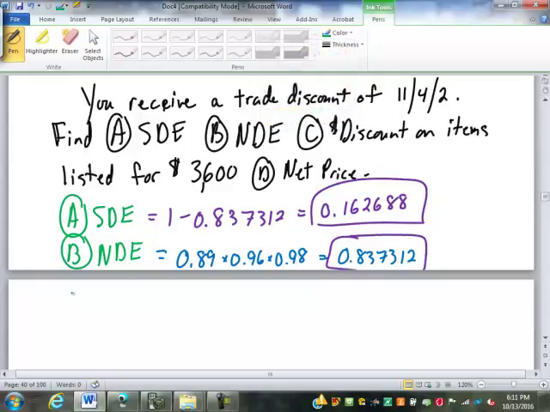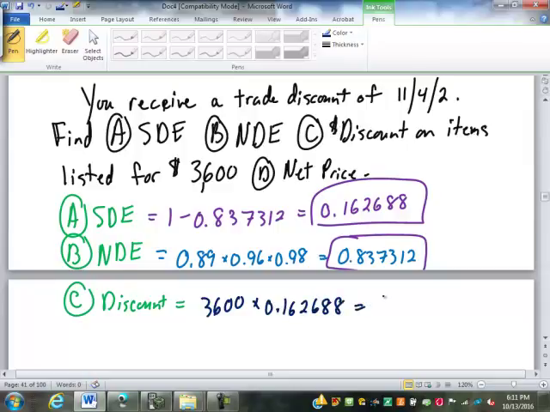So now to find the discount, which one of those am I going to use? 0.16, right? Yeah. So I have my list price at 3,600 times 0.162688 gives me how much? 585.68. Everybody agree?